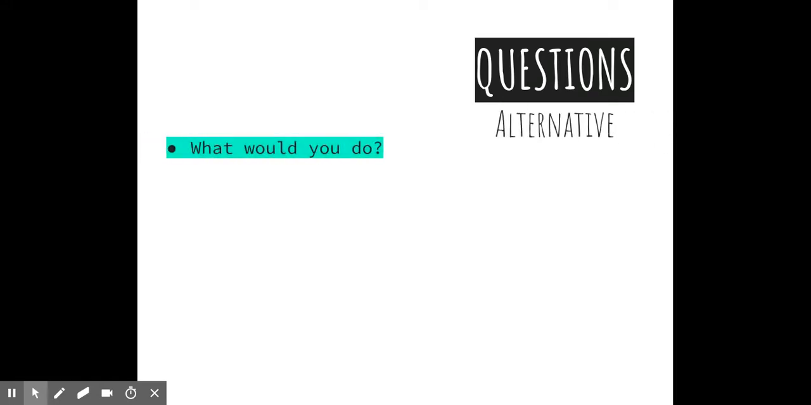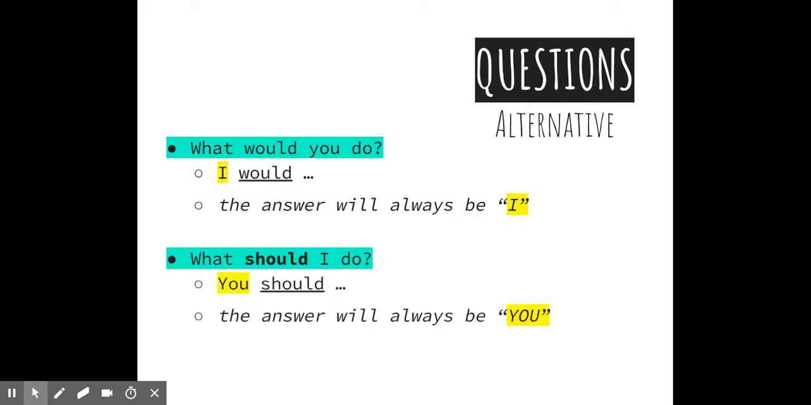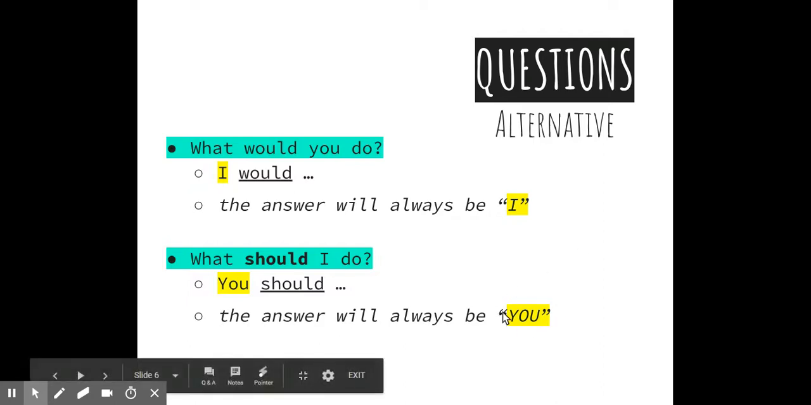Now, if you don't feel like putting your modal at the beginning of the sentence, you can also do something like this. What would you do? So here, the question asker wants to know what the answerer would do in their place. I would. So in your answer, you will always use I. What would you do? Oh, I would. What should I do? Your answer would be you should. And if you're using this one, your answer will always be you. Okay, so would, I, should, you.